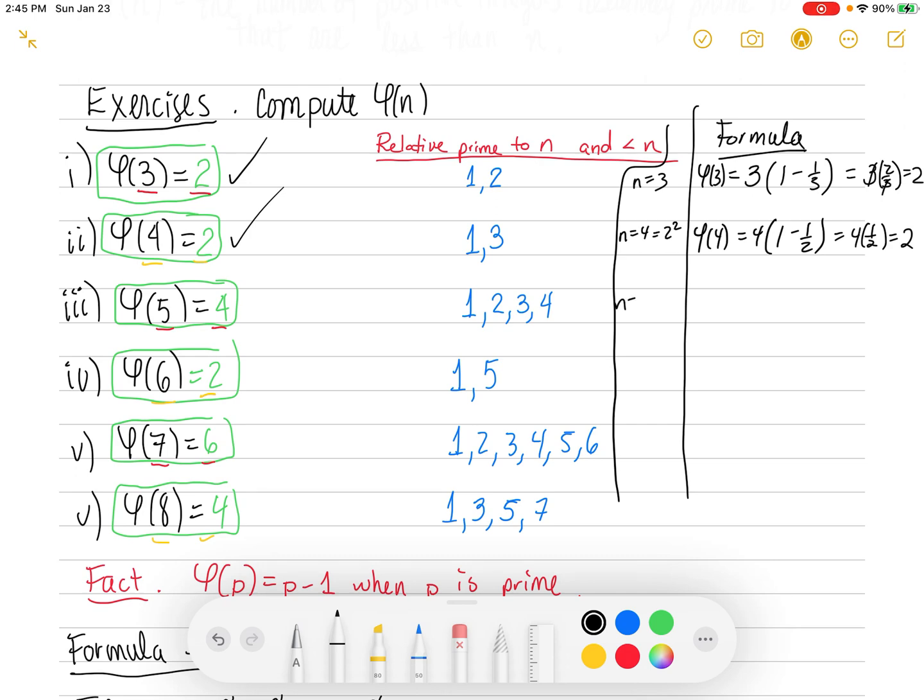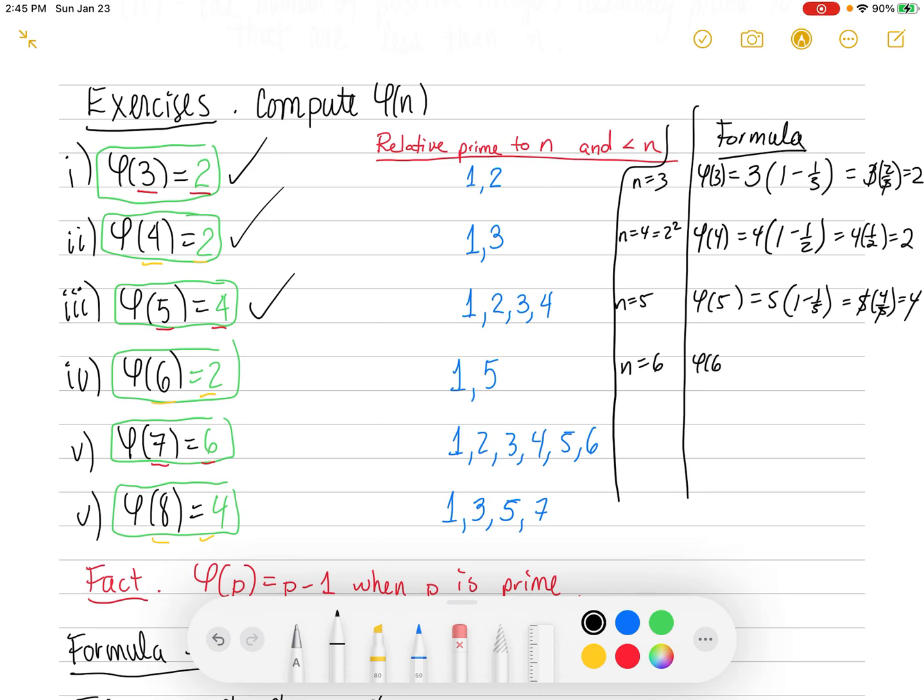And that checks out. Then we go on to n equals 5. 5 is a prime, so we'll do phi of 5. We got n, which is 5, times 1 minus 1/5. Our prime is 5 here. So we have 5 times 4/5. The 5's cancel and you get 4, and that checks out.